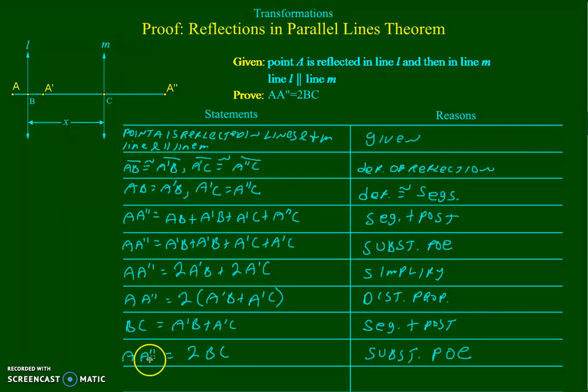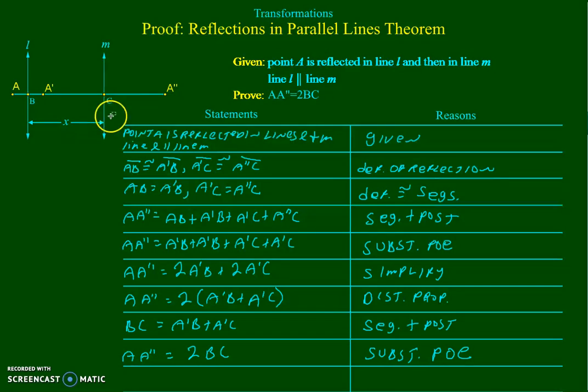And here's our substitution. A double prime equals 2 BC. So the distance from A to A double prime, this double reflection, is equal to 2 times the distance from B to C, or the distance between line L and line M. That's the proof of the reflections in parallel lines theorem, or one of the proofs for that.